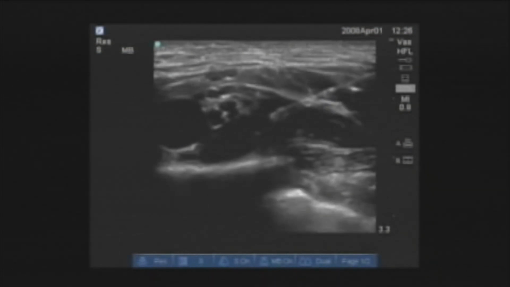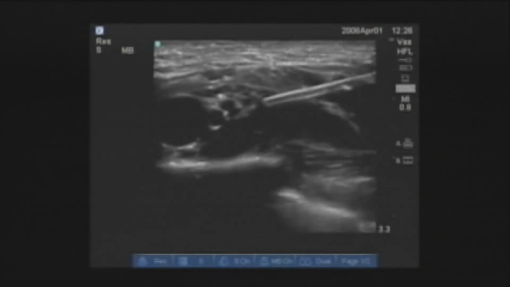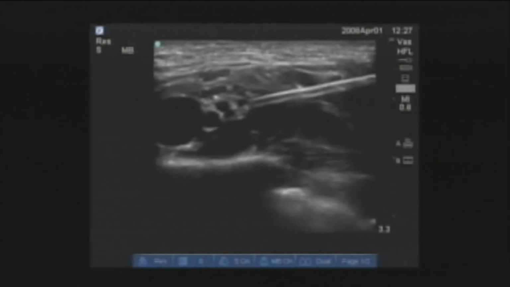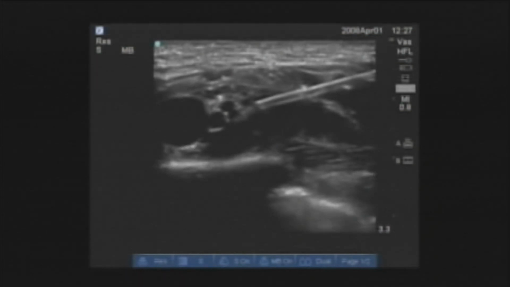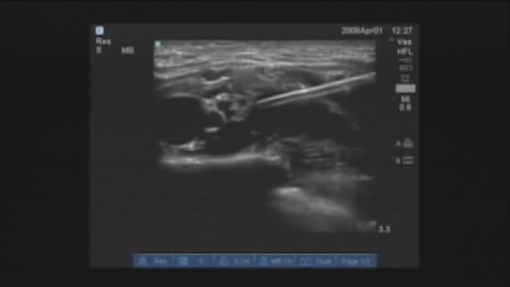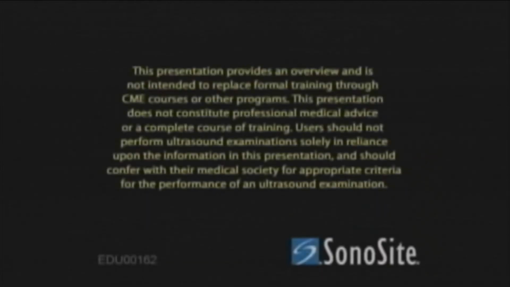a cluster of black circles. Those are the nerves that are being soaked with numbing medicine to make that patient's arm numb and comfortable for surgery. And as you can tell, the needle tip is barely touching those nerves. It's not going into them, it's just barely touching them right outside of those nerves.